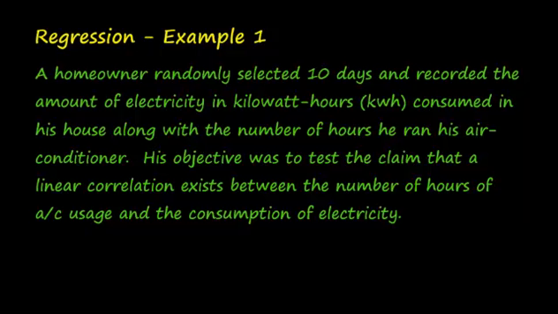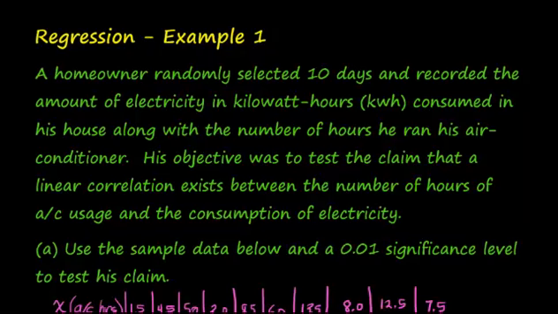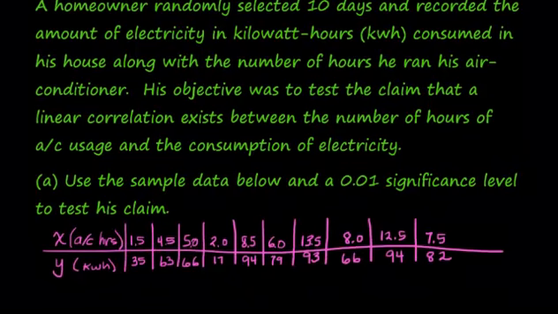So the X values are the hours he ran the air conditioner. The Y values are how much electricity he consumed. His objective was to test the claim that a linear correlation exists between the number of hours of air conditioner usage and the consumption of electricity. So first, let's use the sample data below and a 0.01 significance level to test his claim.